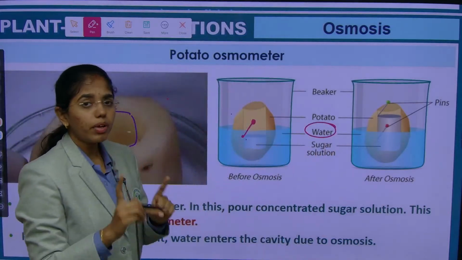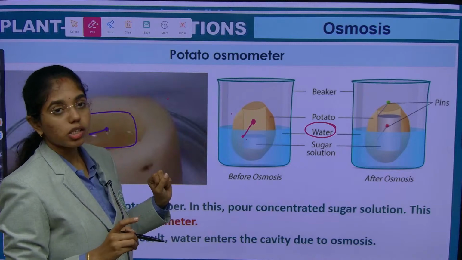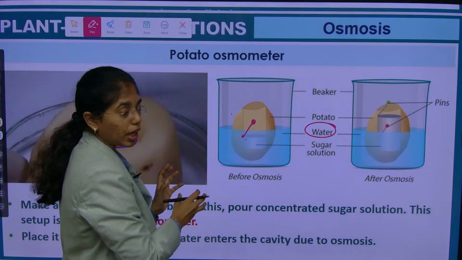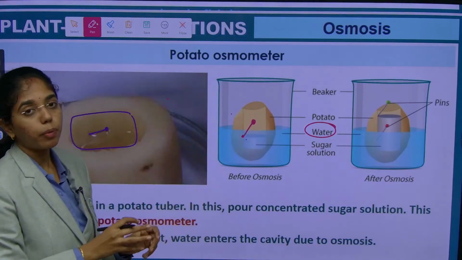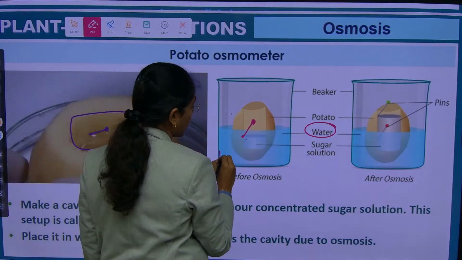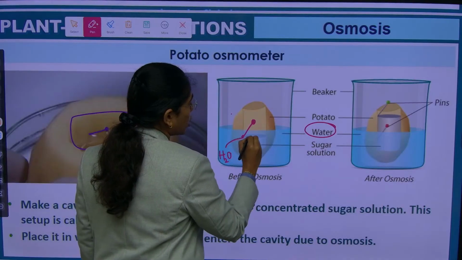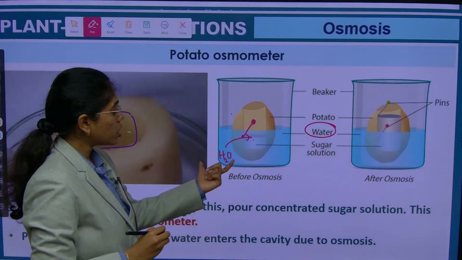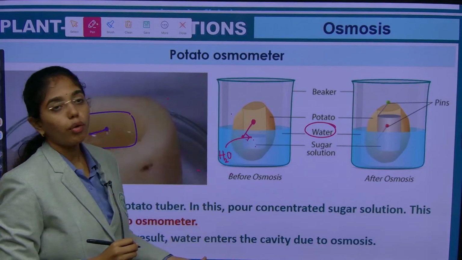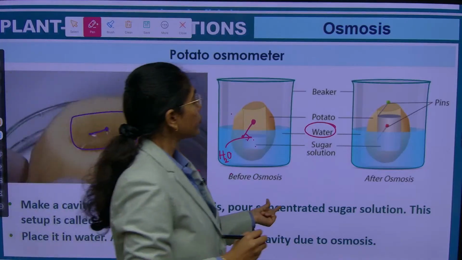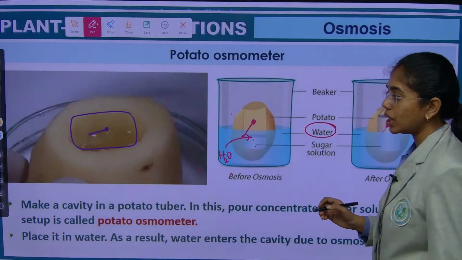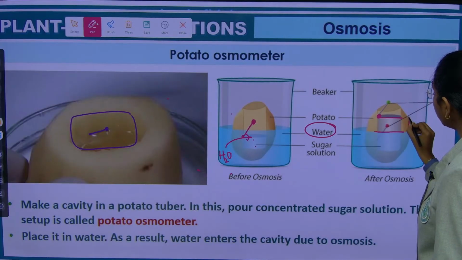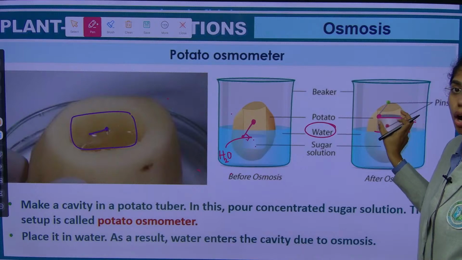Now obviously, in the osmosis process, what happens? The water molecules will move from high water potential to low water potential. High water potential is present in the water-containing beaker and it moves into the sugar solution present inside the cavity. After osmosis, if you see another pin marked over here, this much rise in water is seen in the cavity of the potato.